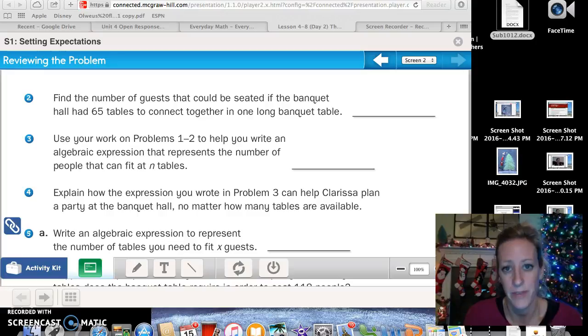So if I were you, I would go back and make sure you have all of the information that you need. Again, look for values that are constant. That's the 4 people at each table and the 2 guests at the end of the table. And the value that varies is our number of tables. Okay?